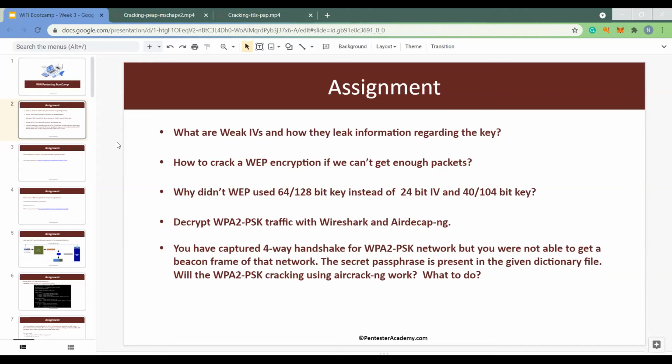The first question was, if you remember, when cracking WEP, we were talking about these weak IVs. IV is initialization vectors. These are those random strings that you take and add to the static WEP key, and then you get a 64 or 128-bit key out of it. You pass it to the RC4 algorithm, and RC4 then gives you a key stream. Whenever we are trying to crack WEP, there are some weak IVs which the algorithm can leverage to recover key material, and eventually it will recover the whole key. So the first question was, what are these weak IVs and how do they leak information regarding the key?